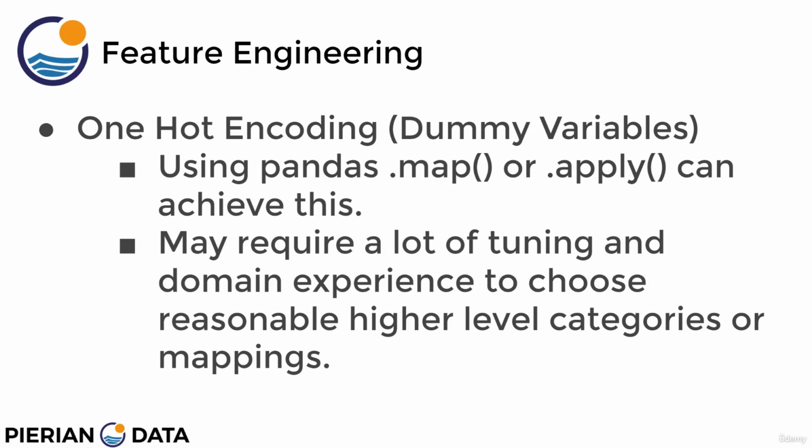So obviously we can easily use pandas .map or .apply to achieve this, and later on we're actually going to see that it has the code called pd.get_dummies, which automatically creates this for us. And in general, this may require a lot of tuning and domain experience to choose reasonable higher level categories or mappings. So it's just something to keep in mind. There's going to be a little more thought and work that goes into this when you're dealing with a lot of categories.